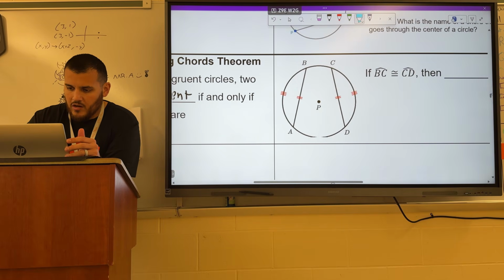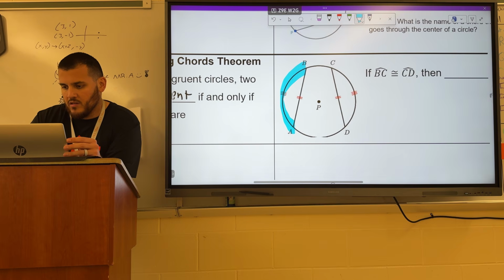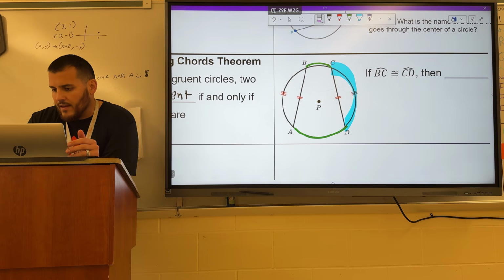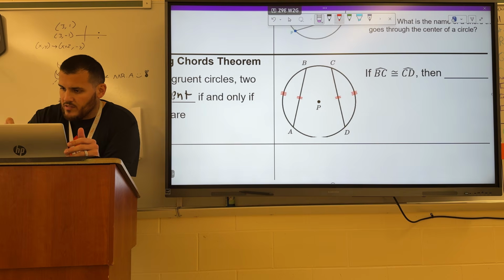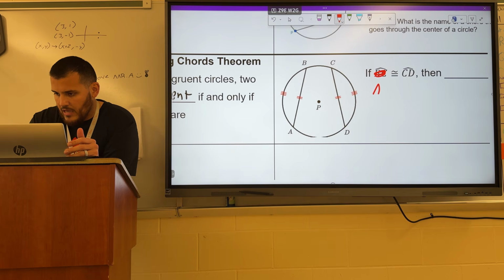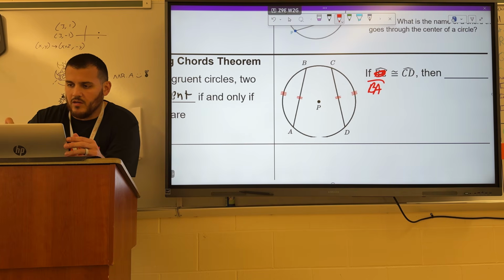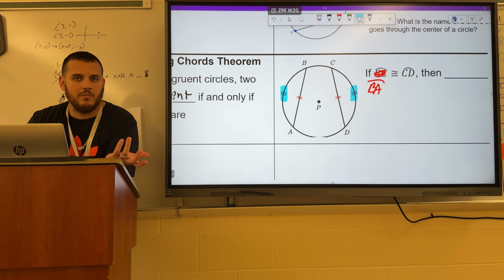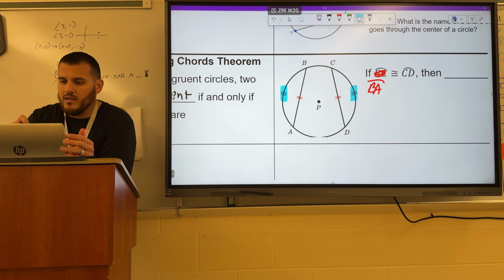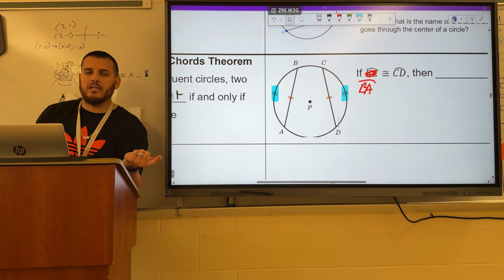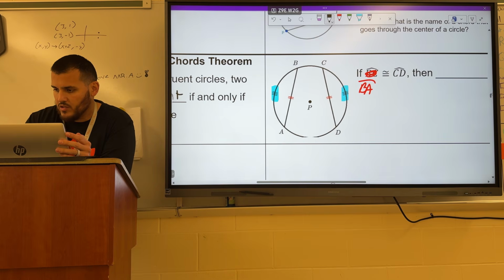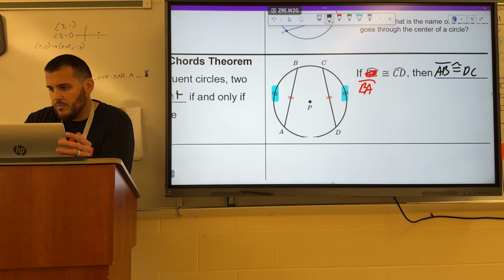For example, there's an arc BA right there. There's an arc CD right there. There's an arc BC right there. There's an arc AD right here. Okay, and I made a little error here in this statement. This should say arc BA. So if arc BA is congruent to arc CD, and notice they're marked congruent to each other, they have matching amount of dashes on them, then that means the chords that create those arcs are also congruent to each other, and those chords, AB and DC, would be congruent to each other.